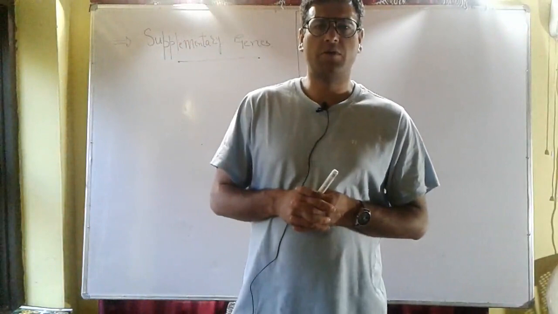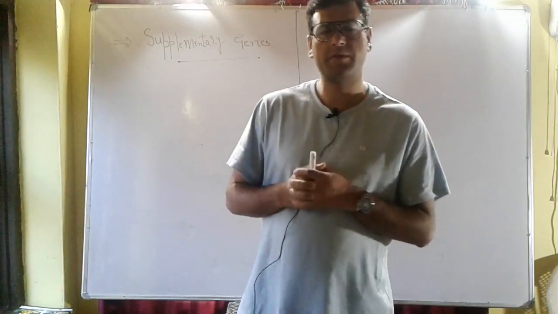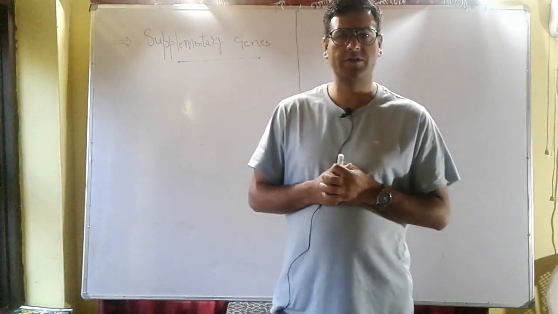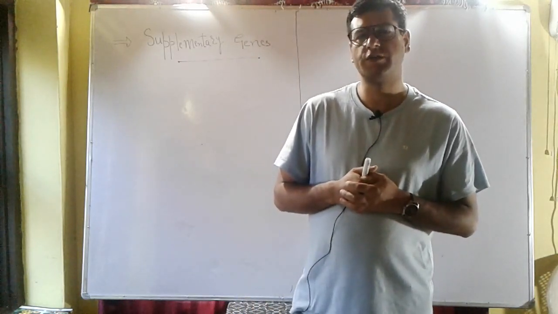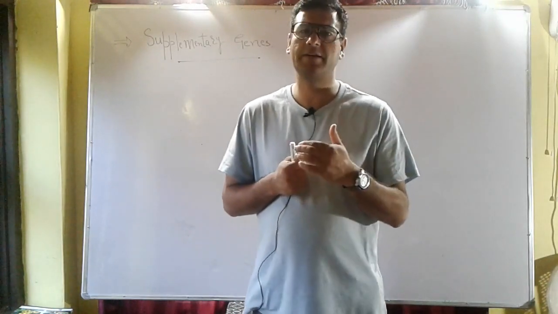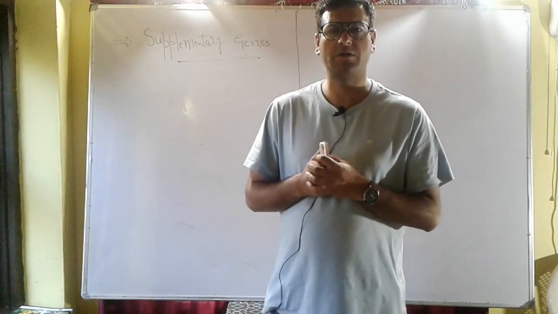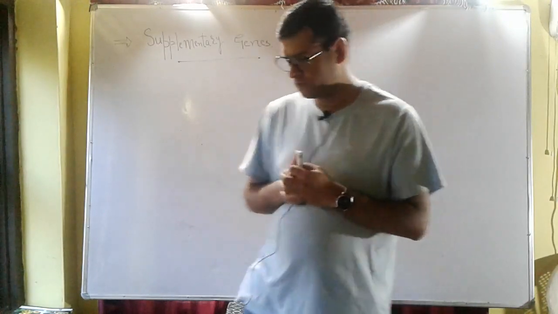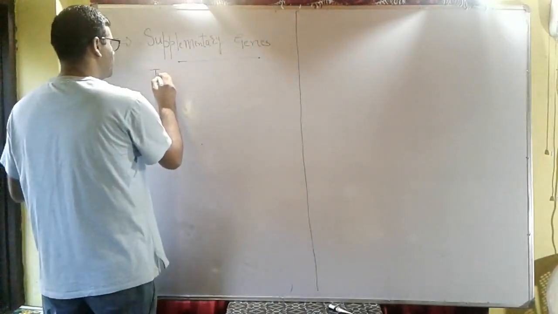Today we will talk about the supplementary genes. What are supplementary genes? Supplementary genes are two independent genes which interact to produce a new trait together, but each dominant gene independently can produce its own trait. This is what is called supplementary genes. So we can say that supplementary genes are two independent genes.